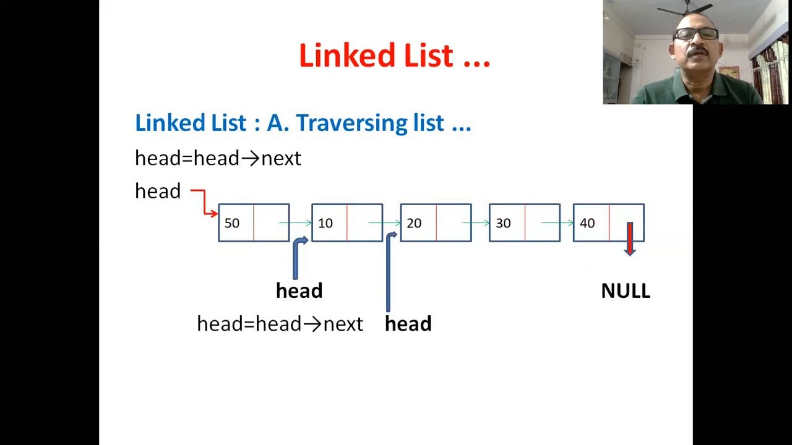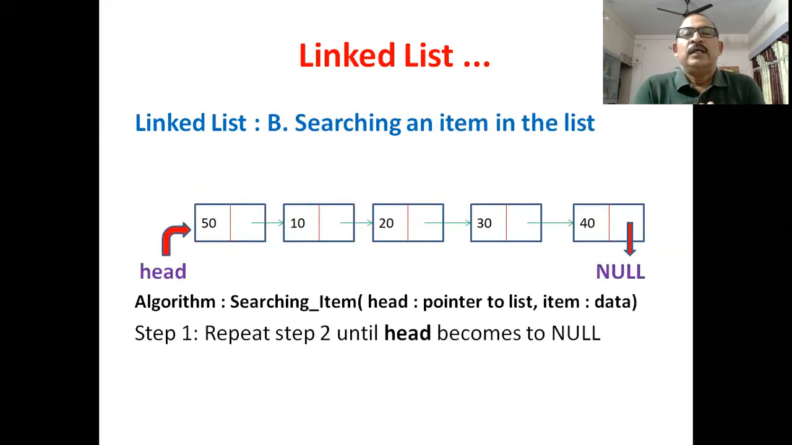Okay. Now the next operation which we want to perform on a linked list is searching for an item in the list. Suppose we want to search whether 20 exists in a linked list or not. So how will we perform this operation? We always start from the head, followed by arrow and followed by the name of the field, suppose data. So is head data equal to 20? If yes, we exit from the loop.